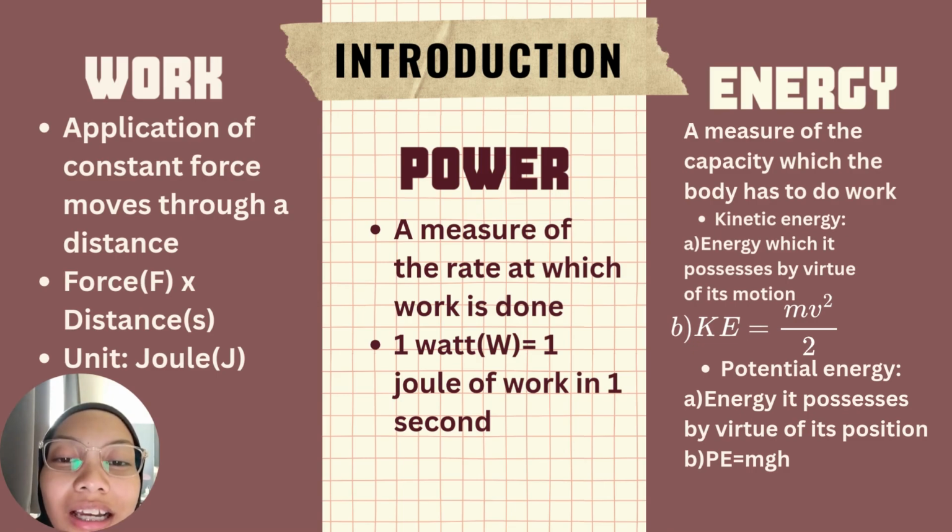Both of these types seem similar, but they are influenced by two different conditions. Kinetic energy is influenced by motion, while potential energy is influenced by position. To find kinetic energy, the formula is mv²/2, and for potential energy it is mass times g times height.